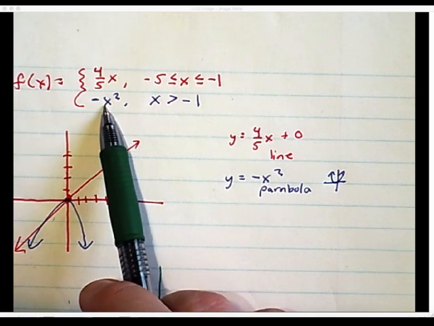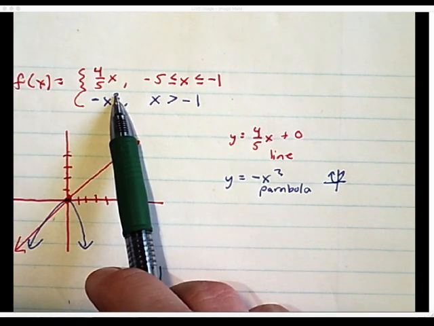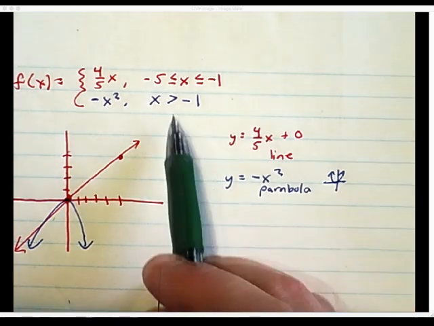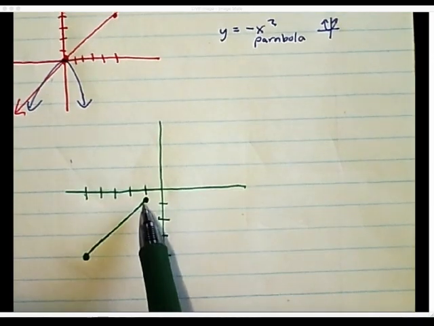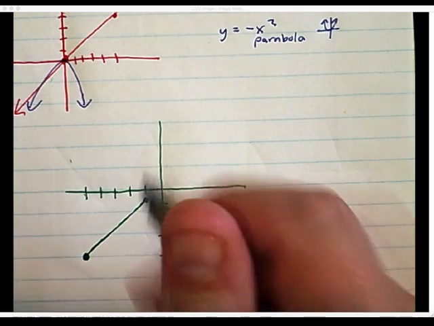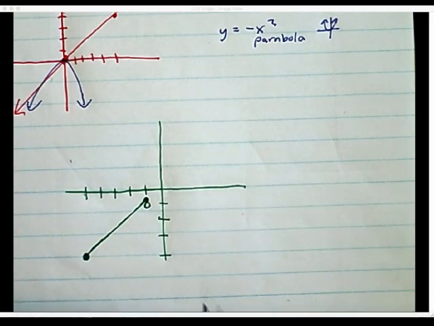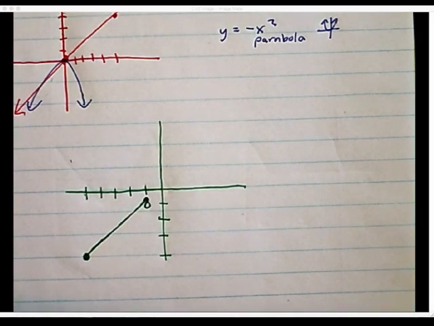You would do -1 squared, which is +1, but then you have to apply the negative in front. So -1. There's no bar here. If there was a bar, we would do a filled in circle at -1, but there's not one. So here, it's an open circle that's a little bit below this filled in circle.